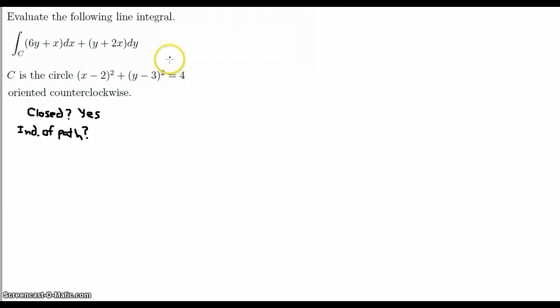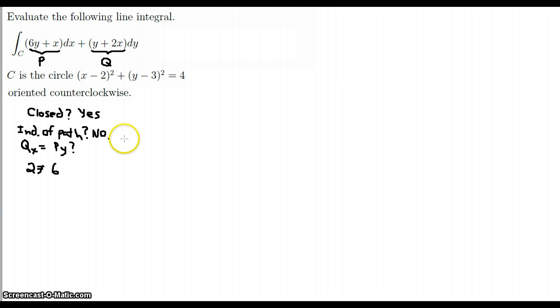What's the check for independence of path? Well, the function that's multiplied by dx, we call that P. The function that's multiplied by dy, we call that Q. We check the x partial of Q and see if it's equal to the y partial of P. For us, the x partial of Q is 2. The y partial of P is 6. So no, not independent of path. But you are closed.